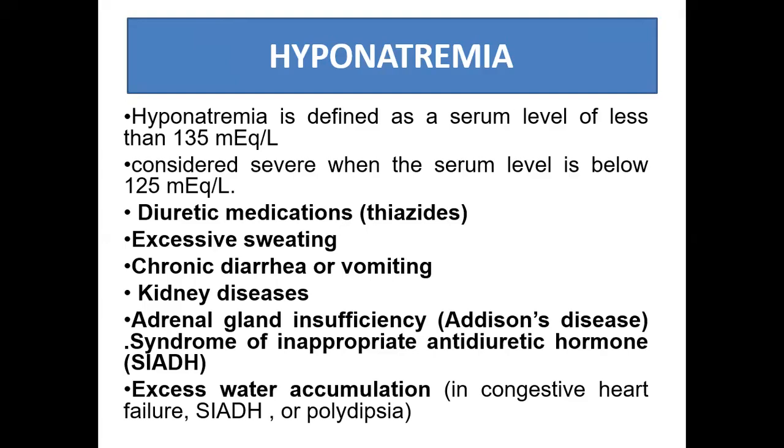So now, what will be the causes of hyponatremia? Diuretic medication can cause hyponatremia. Apart from it, excessive sweating, if someone is working out excessively. Chronic diarrhea or vomiting can also lead to loss of sodium. Kidney diseases will also ultimately result in hyponatremia. Apart from it, adrenal insufficiency, a different disease in which, let's say, you don't have enough aldosterone, that can also lead to hyponatremia. Apart from it, SIADH will also lead to hyponatremia.